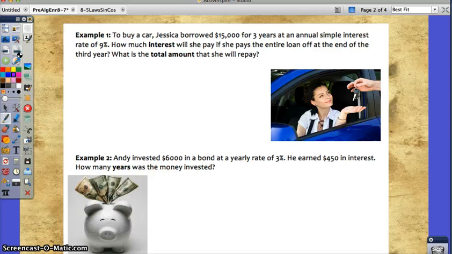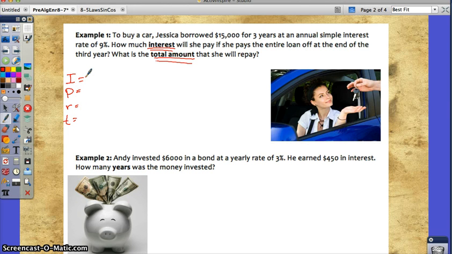So there's actually two questions here. I want to know how much interest she will pay, and then what's the total amount she will repay, which means what's everything that she will pay back, including the loan and the interest. So I like to set up my problem, but I like to use the side to define what I have and see which variables I don't have.